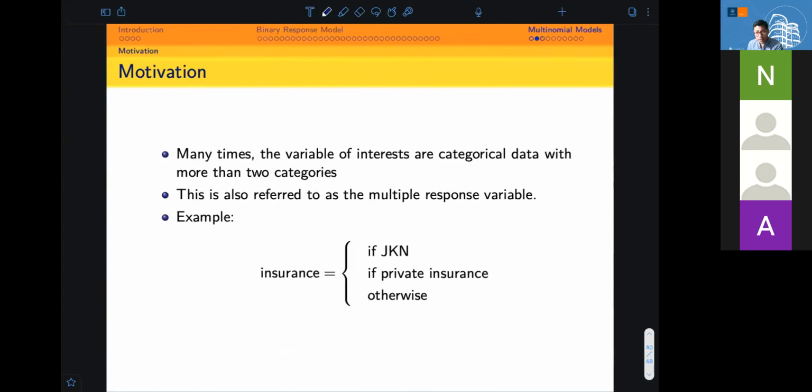Okay. So we've seen this earlier in the lecture today. Many times the variables of interest are categorical data with more than 2 categories. In this case, it's also referred to as the multiple response variable. In this example, we have a categorical variable with 3 responses: whether or not an individual has national health coverage, or the BPJS Kesehatan, or the JKN, or whether the individual has a private insurance or otherwise. Okay. So this is an example of a multinomial model. In this case, the choice has to be mutually exclusive. So you either have a JKN, or you have a private insurance, or you don't have either private or JKN. Okay.